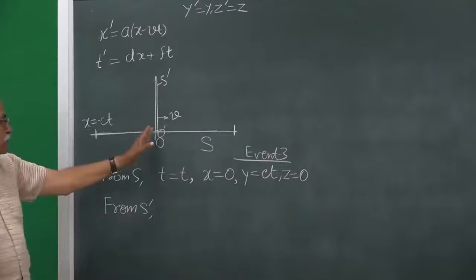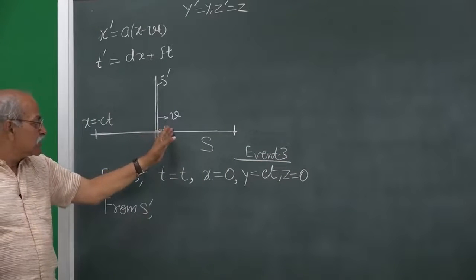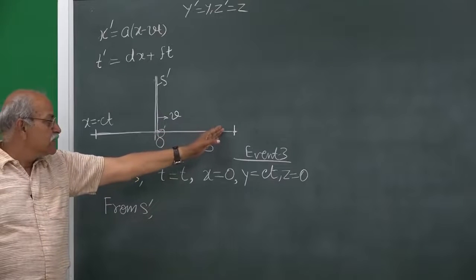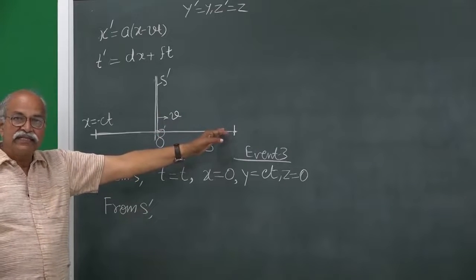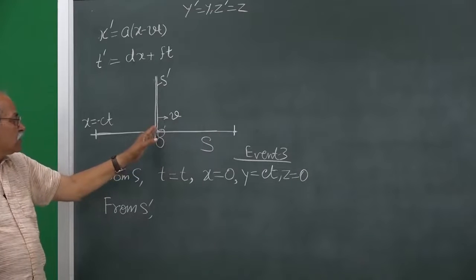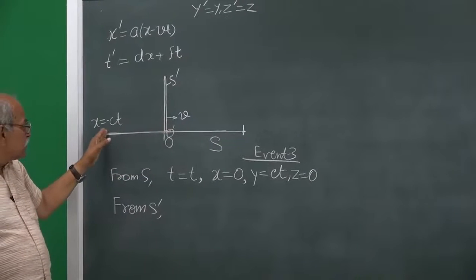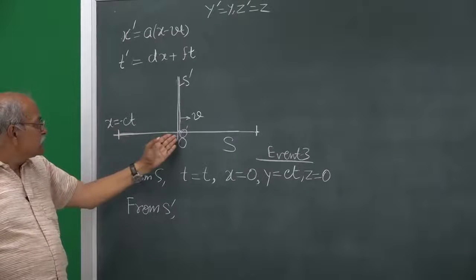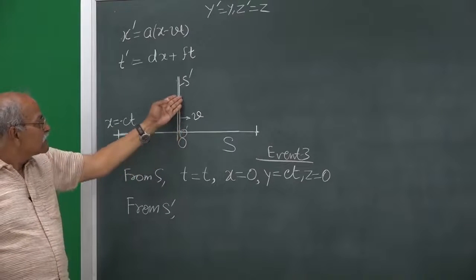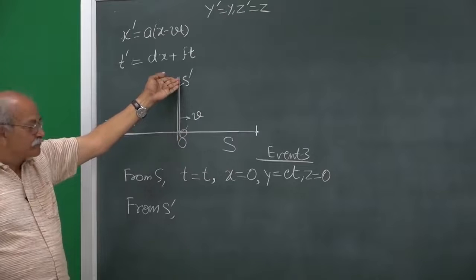Event 1 was light going along the positive x axis and reaching the distance ct here on the x axis. Event 2 was light going in the negative x direction and then reaching here, and event 3 is that light going along y axis and reaching here.